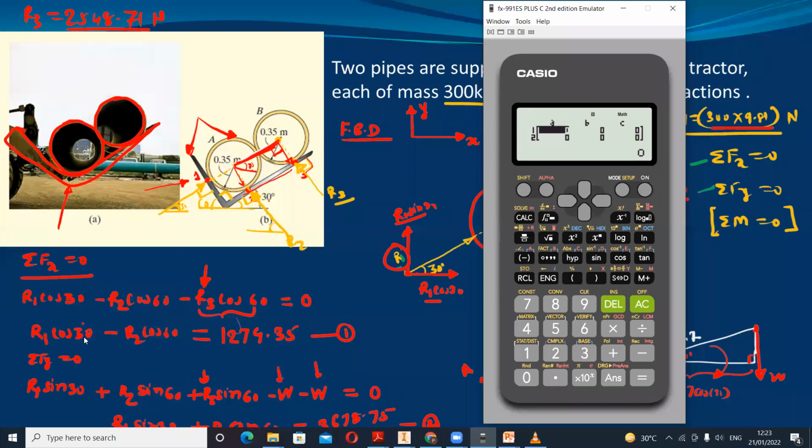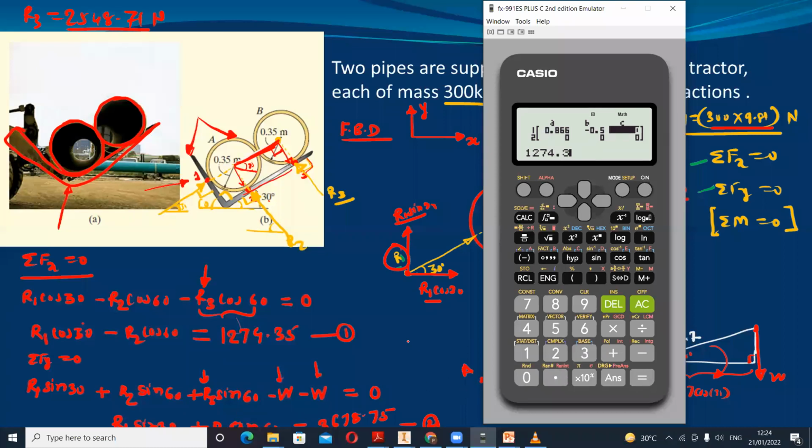We have r1 cos 30. So cos 30 is the coefficient. So first coefficient is cos 30. Then press equal to. Second is minus r2 cos 60. So minus cos 60 is the second coefficient. Press equal to. And on the right hand side of the equal to sign, we have the constant 1274.35. Press equal to. So this is your first equation.